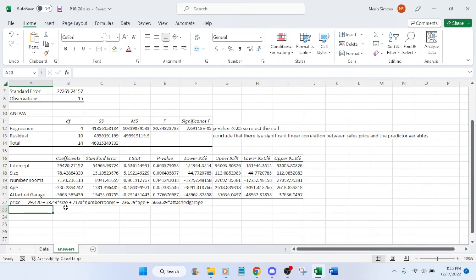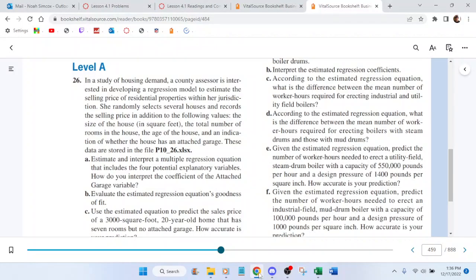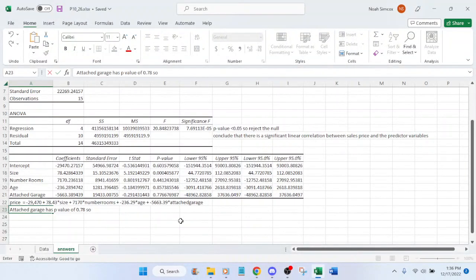And attached garage has a p-value of 0.78. So maybe not a good predictor.